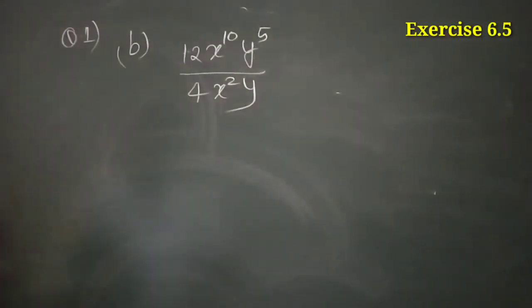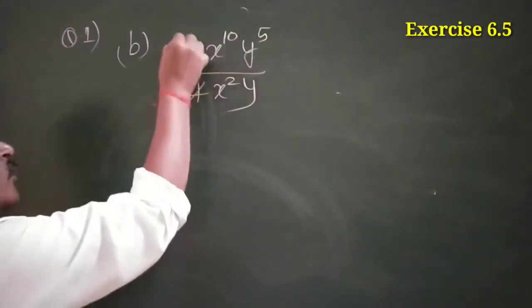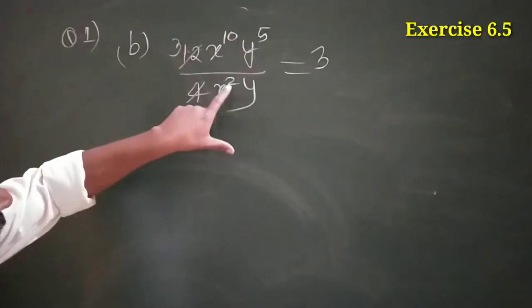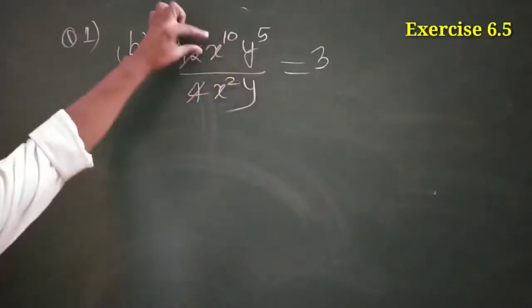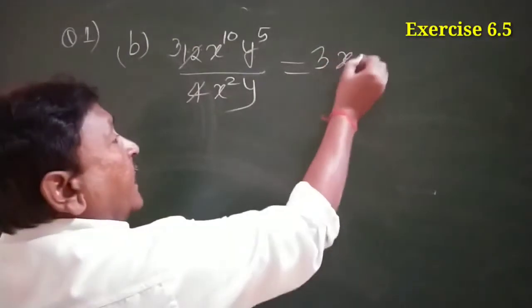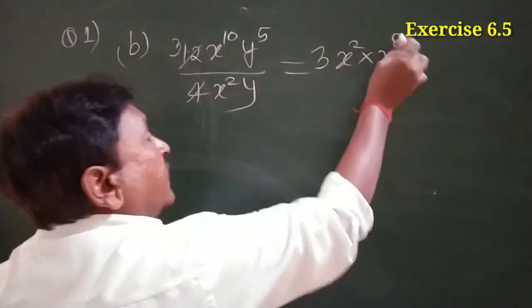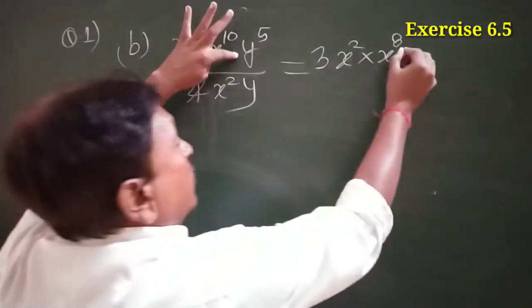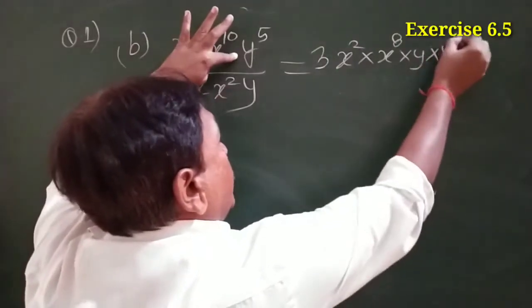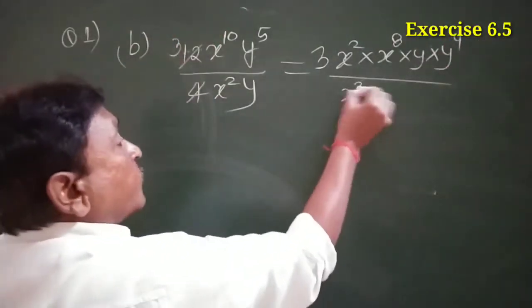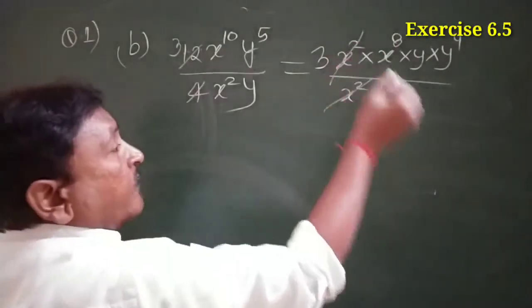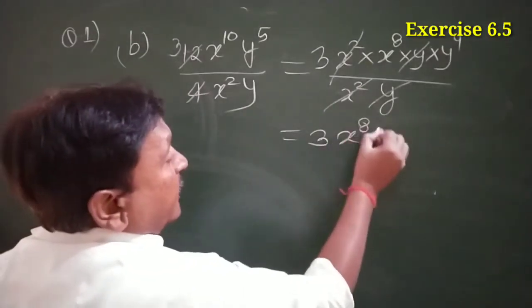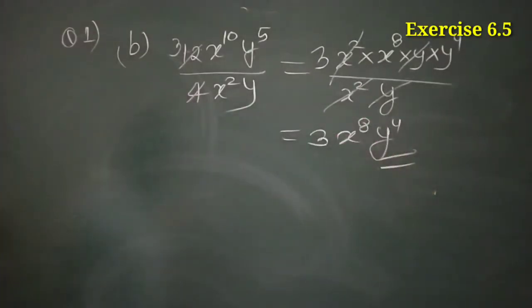Now see part B, number is solved by number. 4 3s are 12. So what is left? 3. In the denominator, its power is 2, so we have to break this thing. So it will be x square into x raised to the power 8. 8 plus 2, 10. And I have to take out one y also from here. So how many y are left? Y raised to the power 4 upon x square y. X square is cancelled by x square, y is cancelled by y. So what is left? 3 x raised to the power 8 into y raised to the power 4. Okay? Note it.